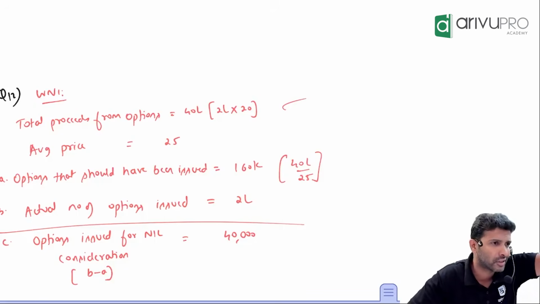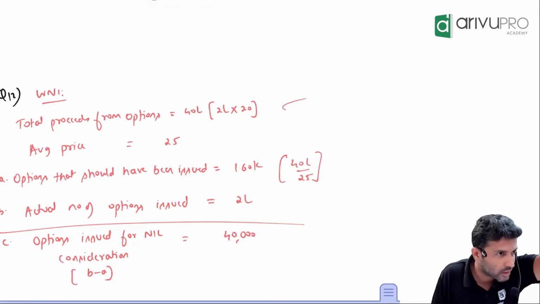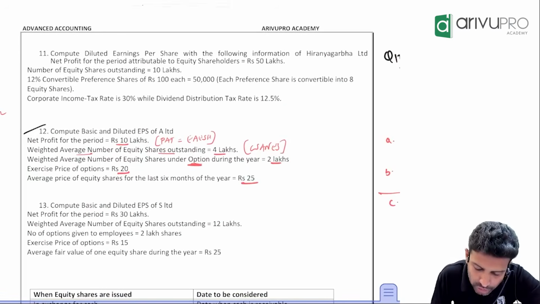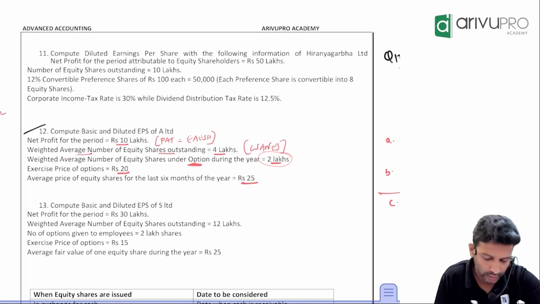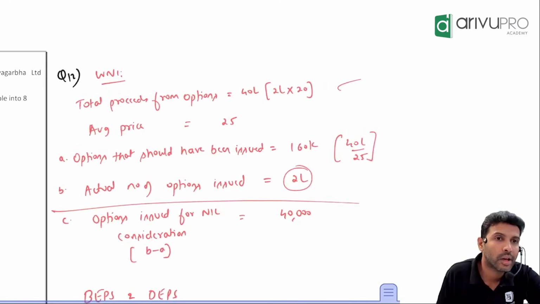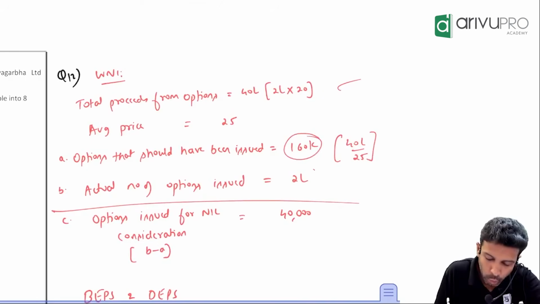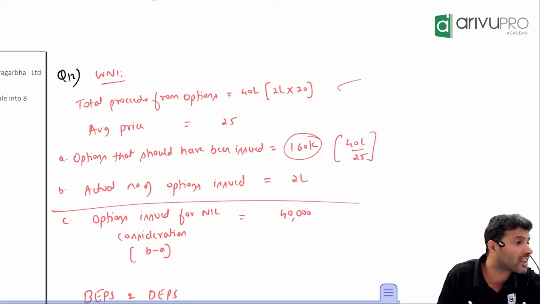They should have issued only 1,60,000 shares. Correct? But did the company issue 1,60,000 shares to their employees or 2 lakh? 2 lakh. The number of shares actually issued under this option is 2 lakh. How much should have been issued? 1,60,000. How much is issued? 2 lakh. That means how many extra shares are given?